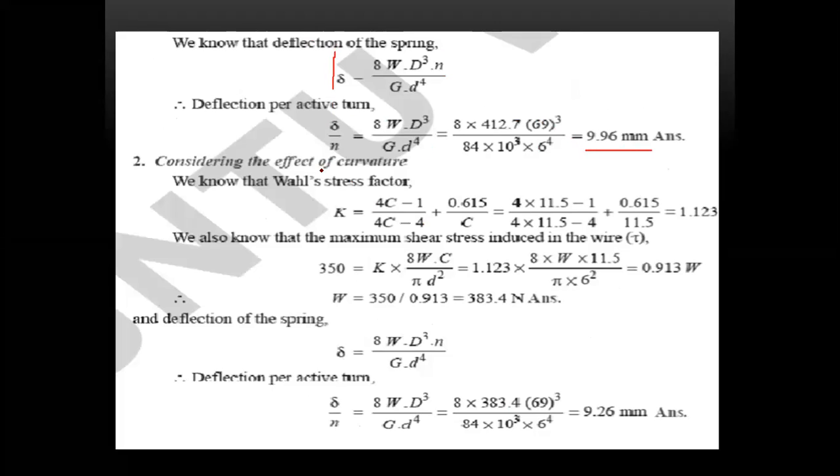Next, considering the effect of curvature. First find the K value by substituting into this formula. After doing this, substitute the maximum shear stress. Finally you get W equal to this. Therefore, the deflection of the spring uses the same formula, 8W D cube into N by G into d4. So substitute in the formula. Therefore, the deflection per active turn, rho by N, is 9.26 mm.